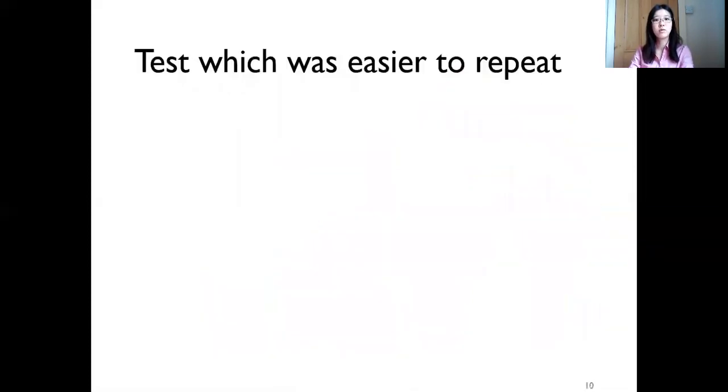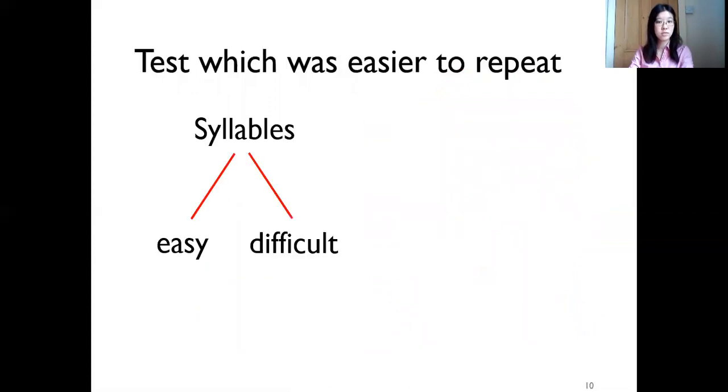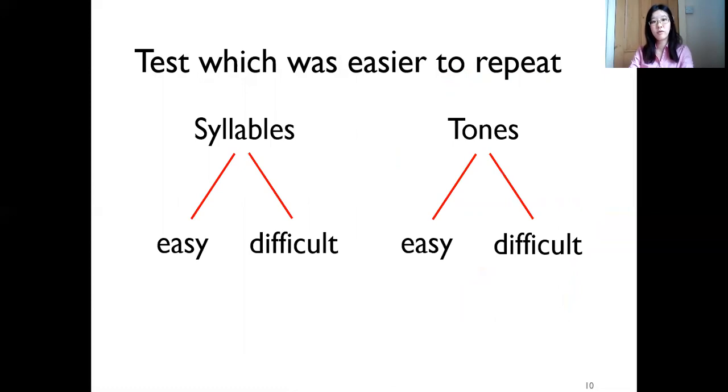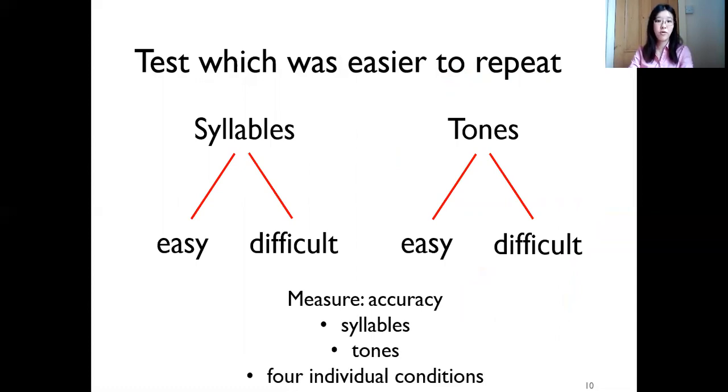This way, I could also test which was easier to repeat. Easy or difficult syllables, easy or difficult tones, or a mix of the two. I measured the accuracy in terms of the parts they said correctly: syllables in general, tones in general, and the 4 individual conditions as a result of the mixing. In general, tones were repeated more accurately than syllables. Let's now turn to the 4 individual conditions.